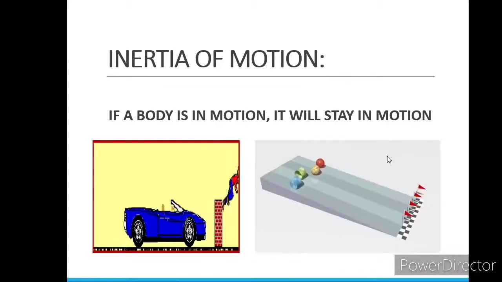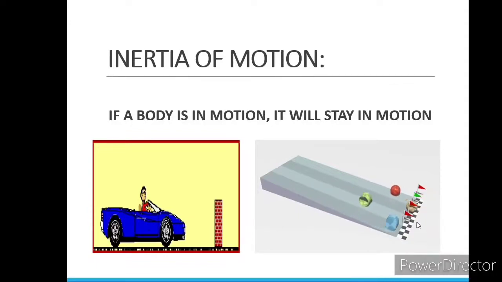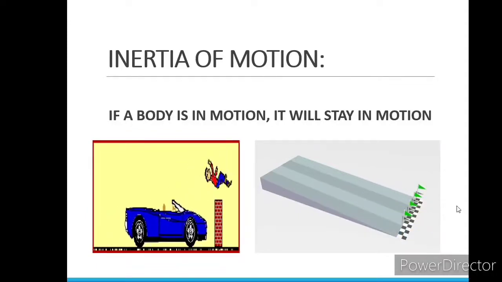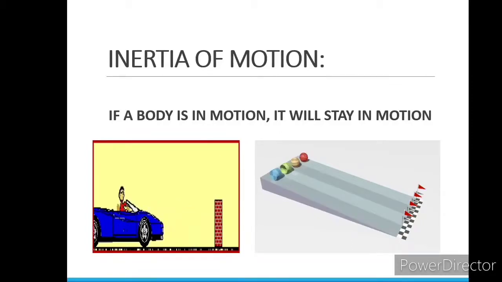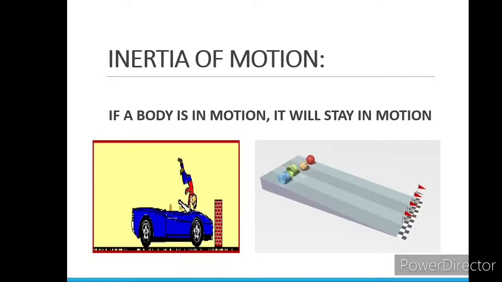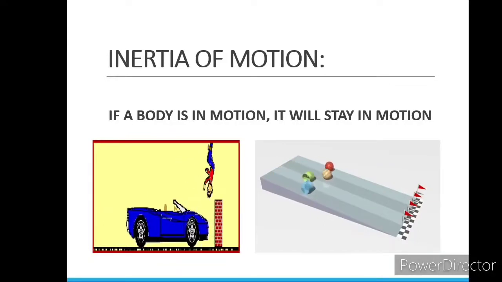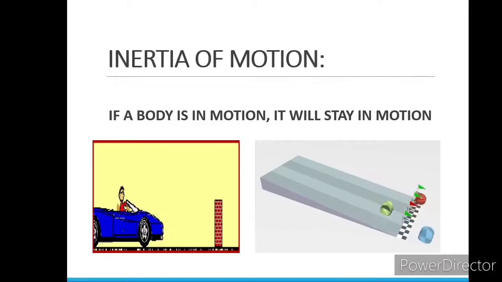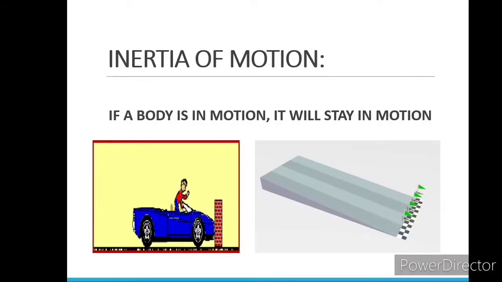So see here, the beads are being rolled from an inclined plane. The 4 beads are there. After coming to the finish line, they don't stop. They continue rolling. They don't stop their motion. That happens because of inertia of motion. They don't stop on their own because there is no external force acting on them. That is what Newton's law tells us.